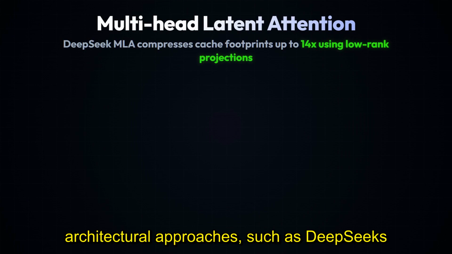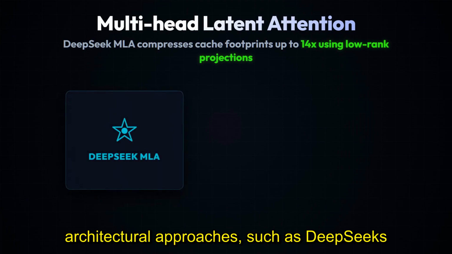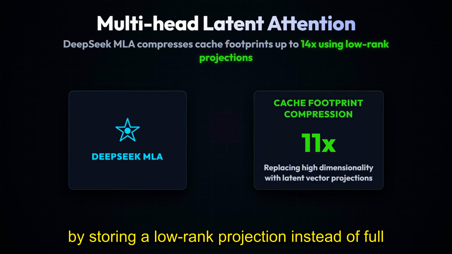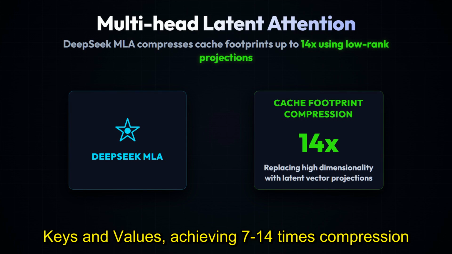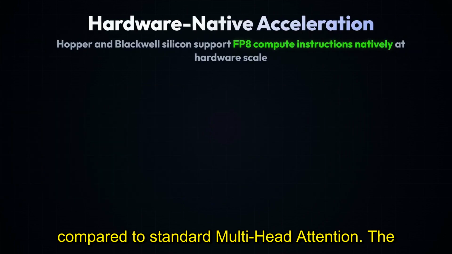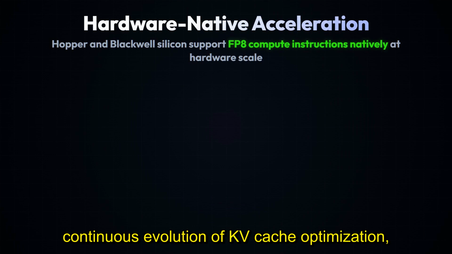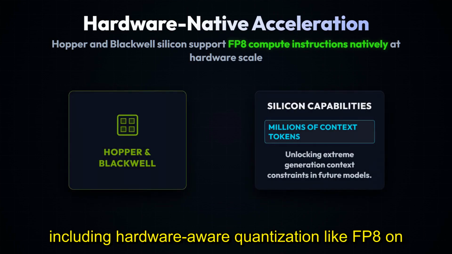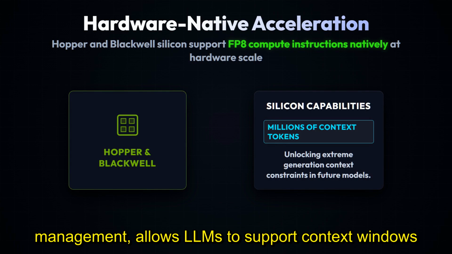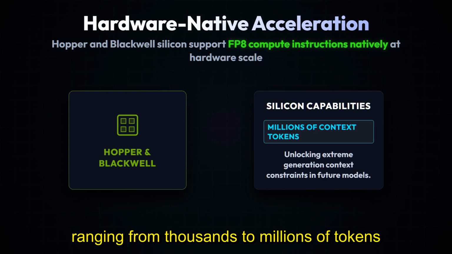Emerging architectural approaches, such as DeepSeek's multi-head latent attention, compress the KV cache by storing a low-rank projection instead of full keys and values, achieving 7 to 14 times compression compared to standard multi-head attention. The continuous evolution of KV cache optimization, including hardware-aware quantization like FP8 on Hopper and Blackwell GPUs, and advanced memory management, allows LLMs to support context windows ranging from thousands to millions of tokens efficiently.